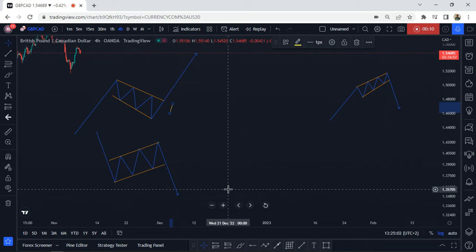So today, guys, we're gonna talk about continuation patterns and reversal patterns, and then we're gonna go deep and try to see which one is profitable and which one is not.